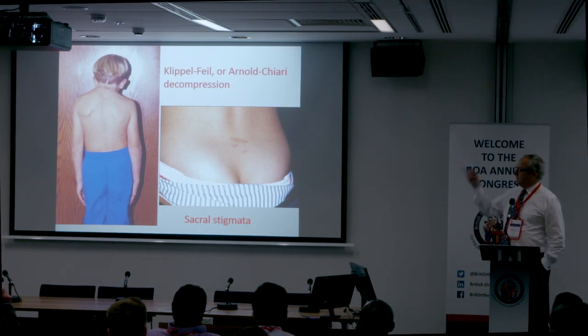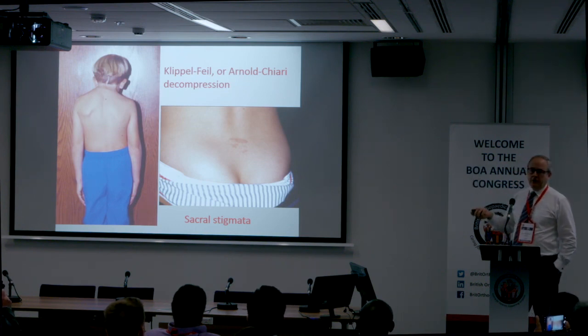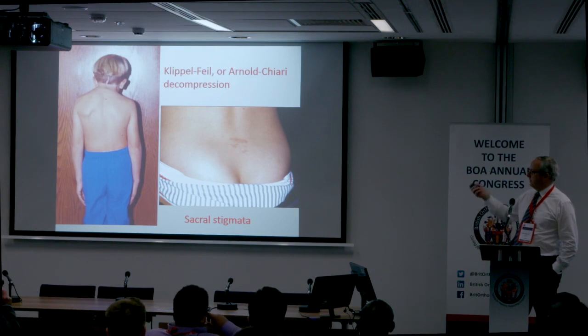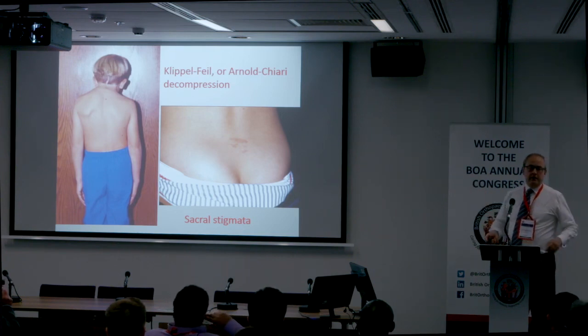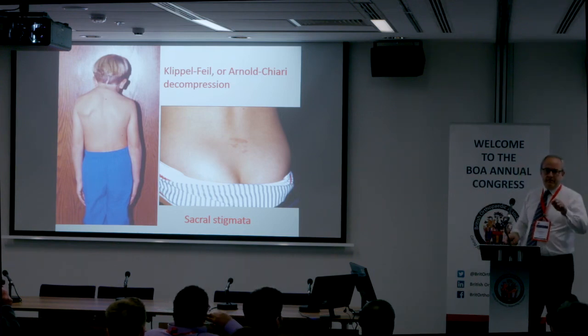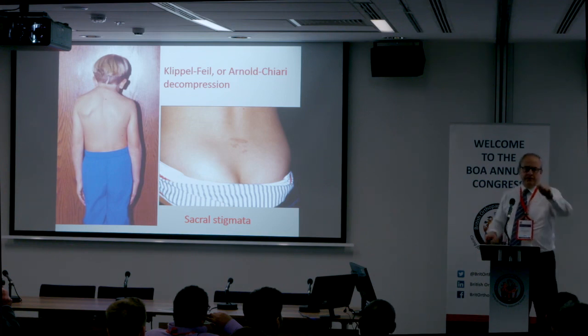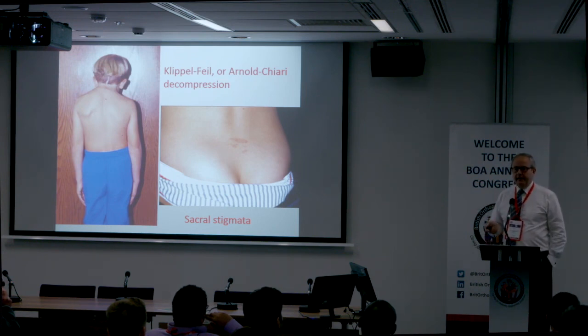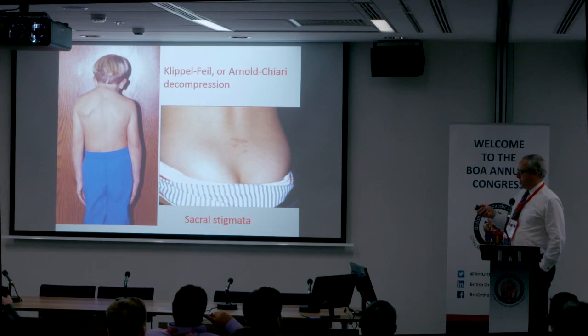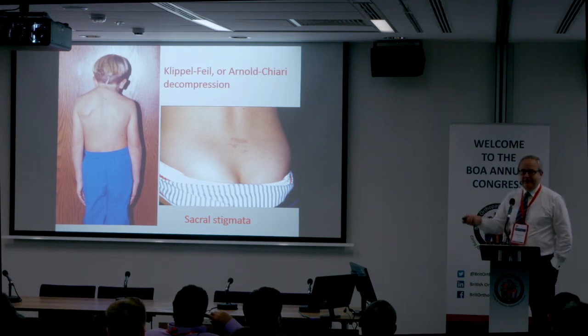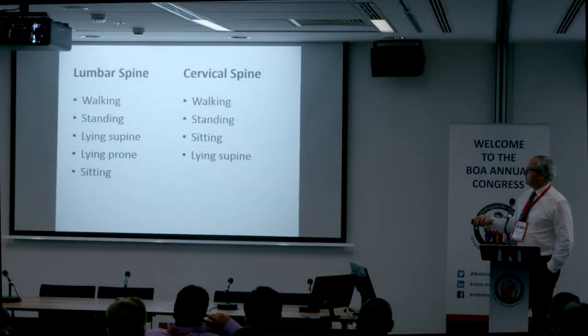You need to be able to expose the top of the neck, Klippel-Feil syndrome, or an Arnold-Chiari decompression or something like that, and at the base of the spine, sacral stigmata. And in the exam, you don't need to make a show of it, but just pull the top of the pants down, or on the hip, pull the side of the shorts up so that the examiner thinks, good candidate, they're looking for the things that might be missed. And incredibly, you might have missed something, so it pays off.